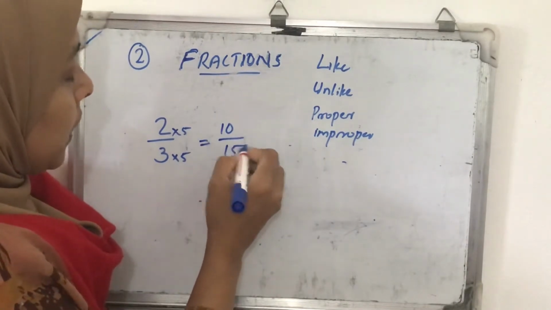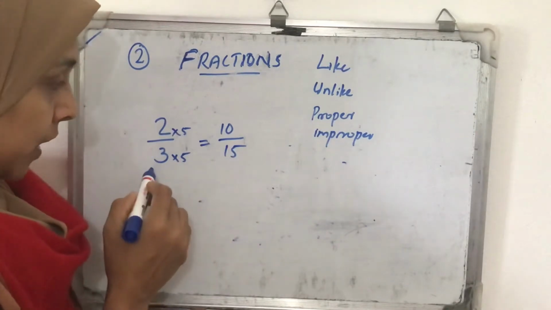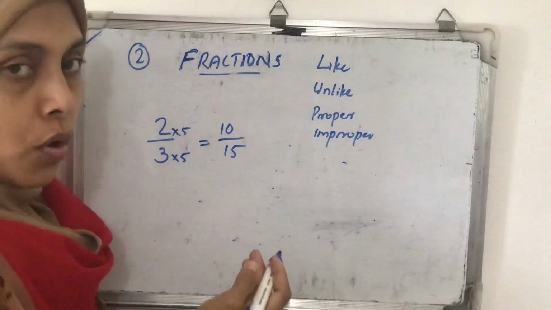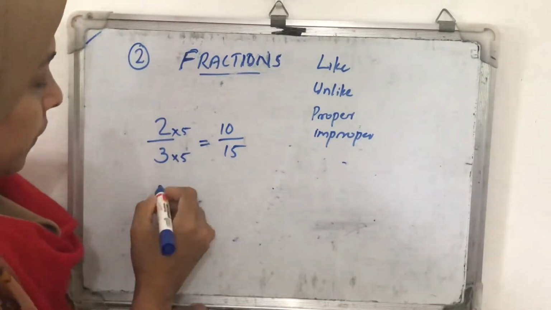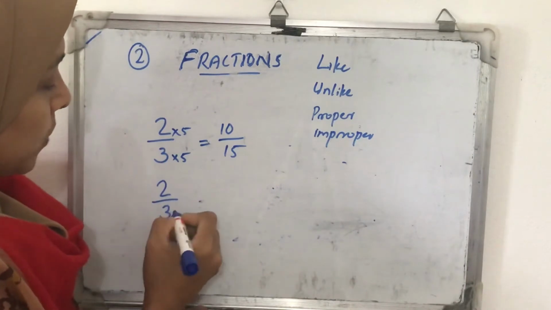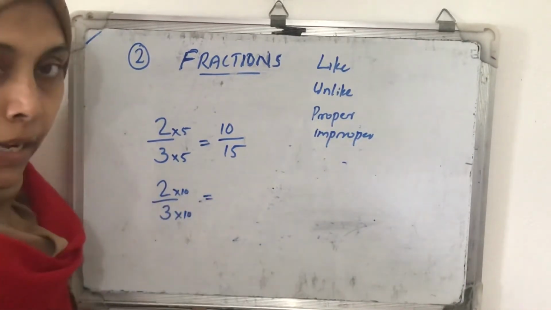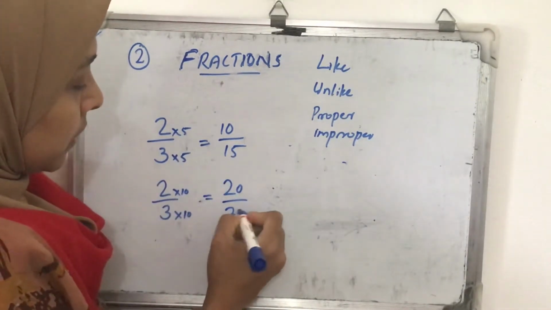10 by 15. So we can say 10 by 15 is an equivalent fraction of 2 by 3. This way we can find so many equivalent fractions for a given fraction. To find another equivalent fraction of the same fraction 2 by 3, we can multiply with another number. Suppose we multiply with 10. Then we get another equivalent fraction, 20 by 30.